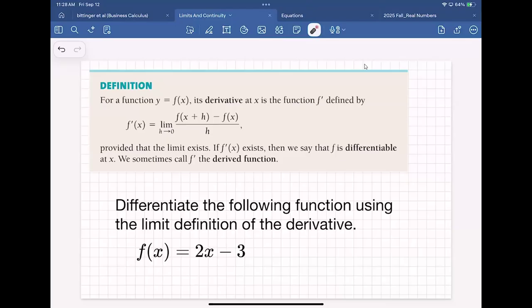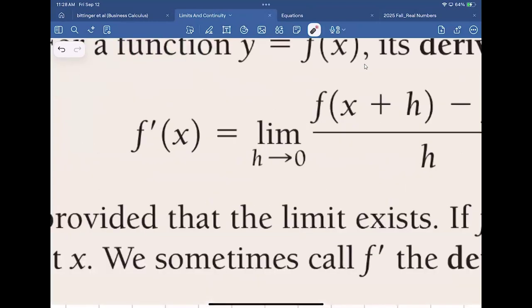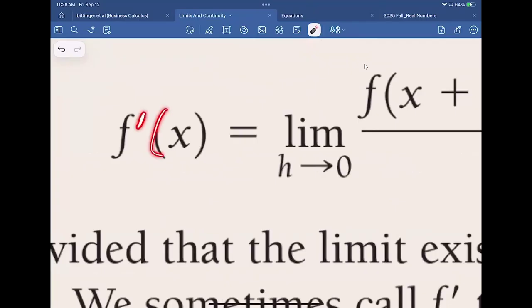With that said, make sure you see the directions. And my problem that I have to go with this says: differentiate the following function using the limit definition of the derivative. Differentiating is taking a function and getting a new function that we're going to use new notation for. That new notation is going to be f prime of x. That's what we're going to call it.